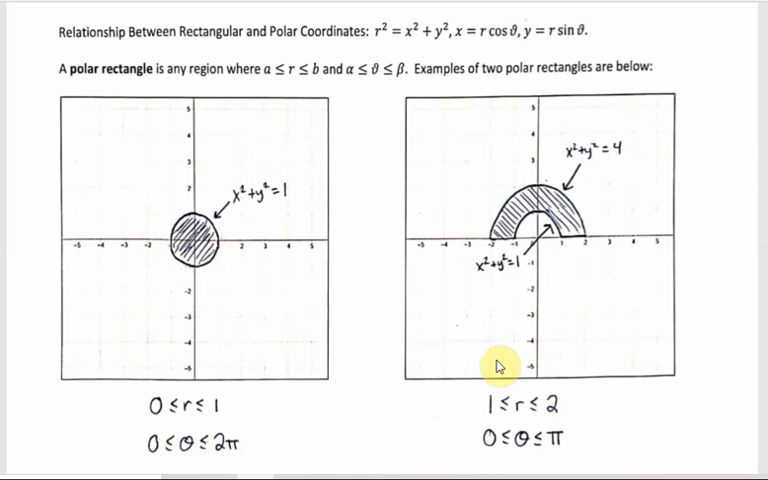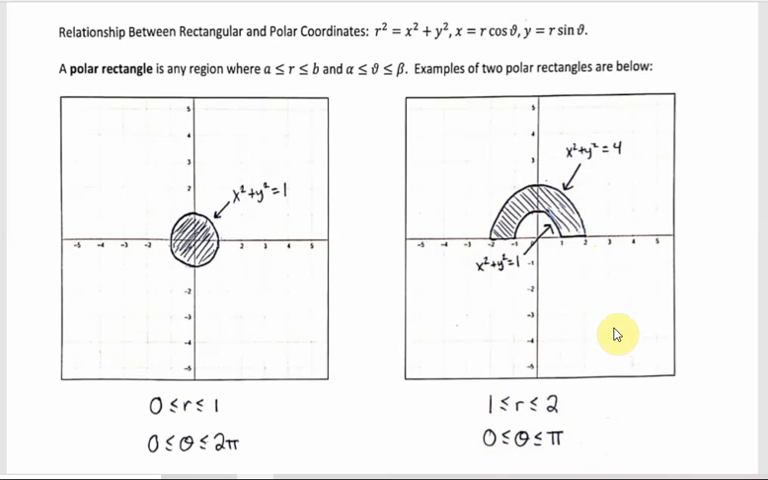Then the one on the right is in between 2 circles. You have the inner circle that's the unit circle, and the outer circle that's got a radius of 2. So the radius here is going from 1 to 2, and then the angle doesn't go all the way around this time, it only goes halfway around. You start at 0, you go halfway, that's pi, so theta is going from 0 to pi.